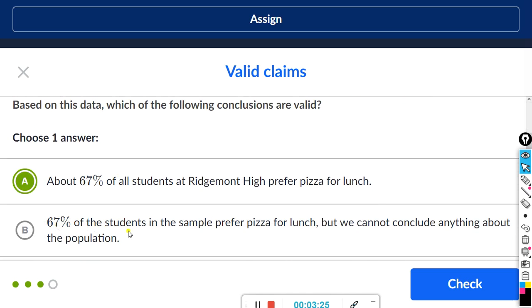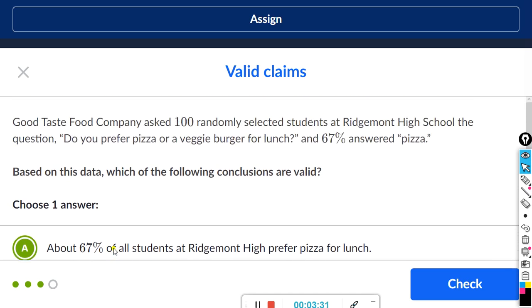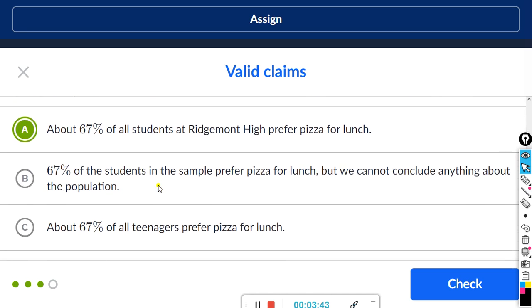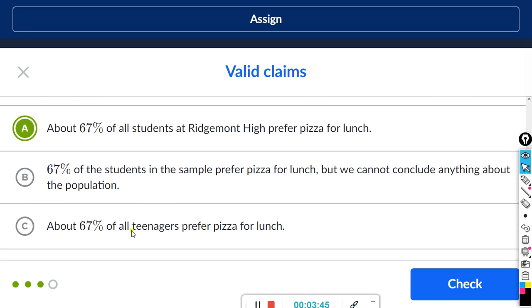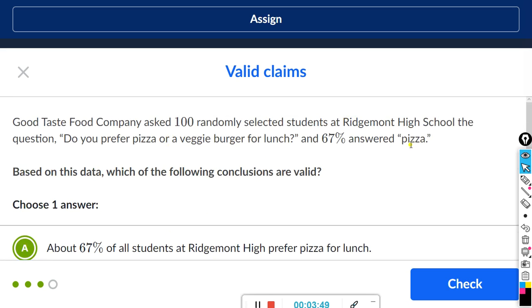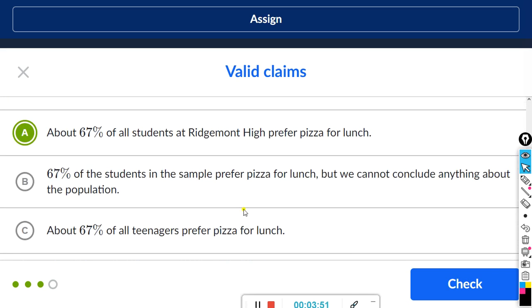B says 67% in the sample prefer pizza. We cannot conclude anything about the population. I disagree. If they randomly ask 100 students at the high school, I'd say you can estimate that 67% of the entire high school preferred pizza. So again, I'm sticking with A. C says all teenagers. No, you can't say that, okay, because they only did it for this high school. So it's answer A.